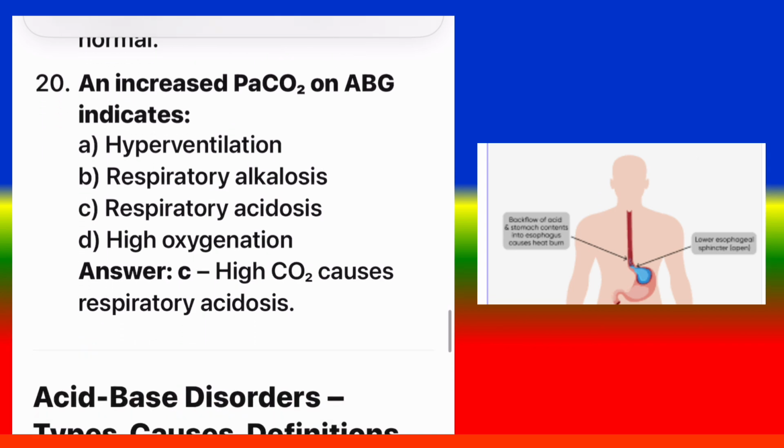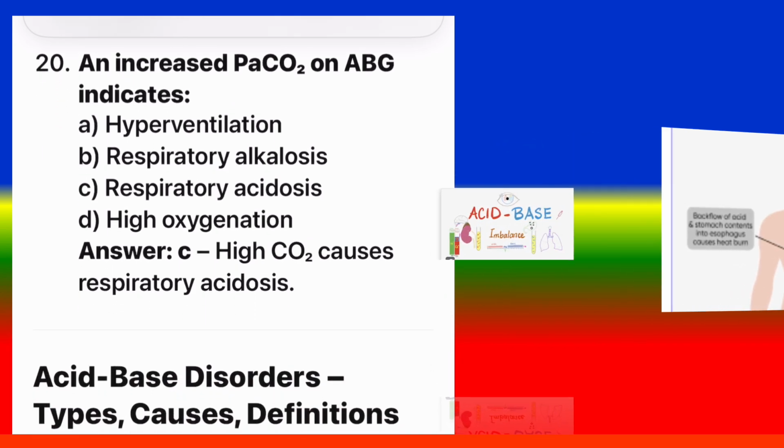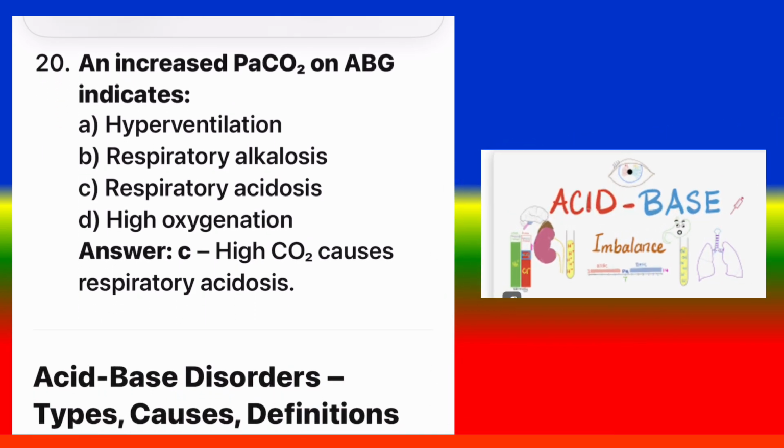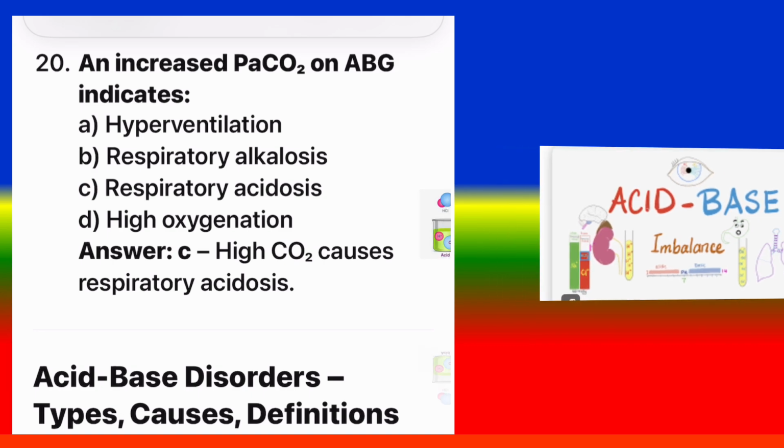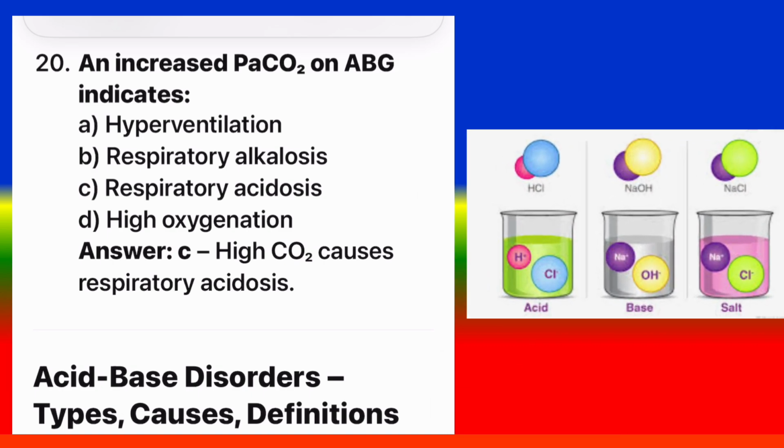20. Increased PaCO2 on ABG indicates: A. Hyperventilation, B. Respiratory alkalosis, C. Respiratory acidosis, D. High oxygenation. Answer C. High CO2 causes respiratory acidosis.